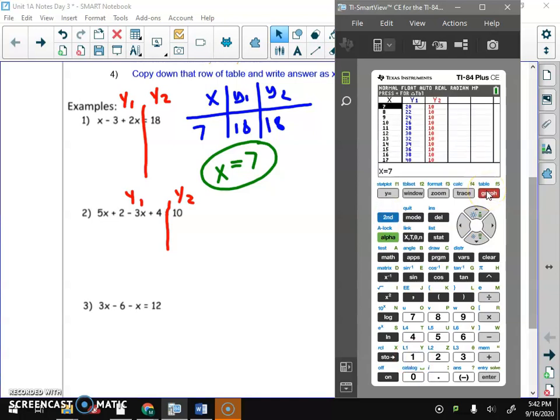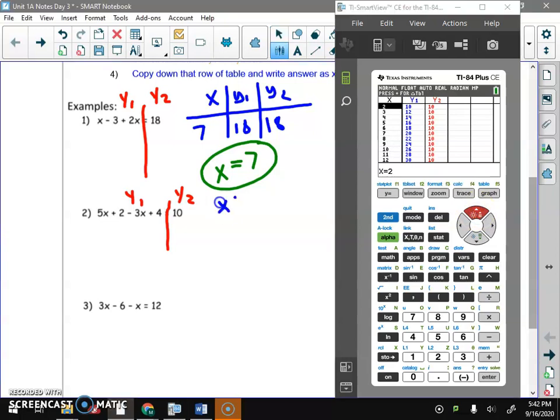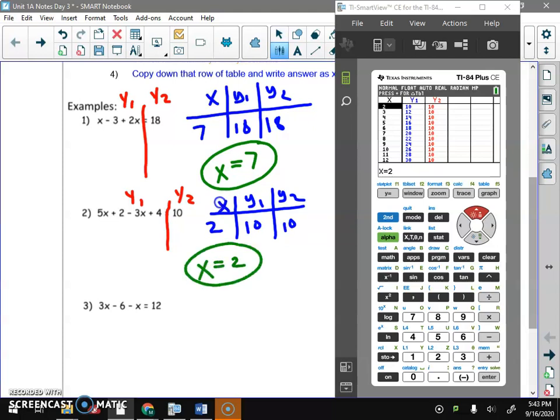y2 is 10, so I'm just looking for a 10 in the blue column. Bottom is 40, top is 20. 20 is closer. I'm going to go up, 18, 16, 14, we're getting there, and there it is. Copy the correct row of the table, x, y1, y2. Copy the correct row, 2, 10, 10. Write my solution, x equals 2, and circle it.